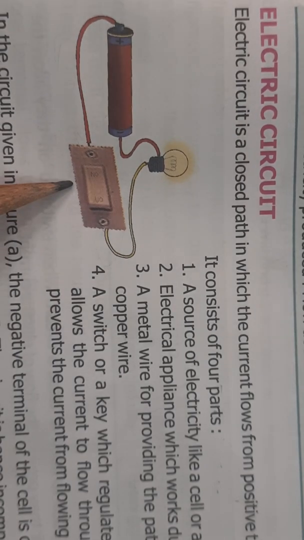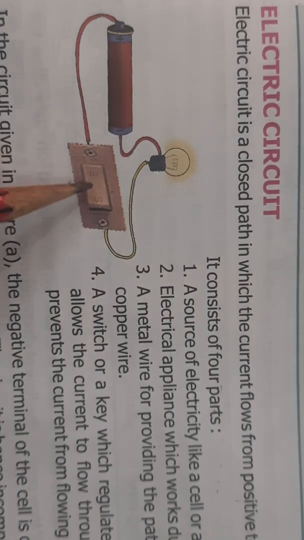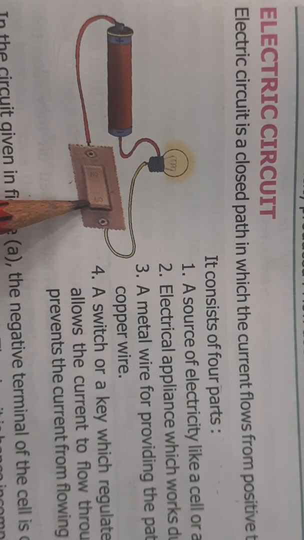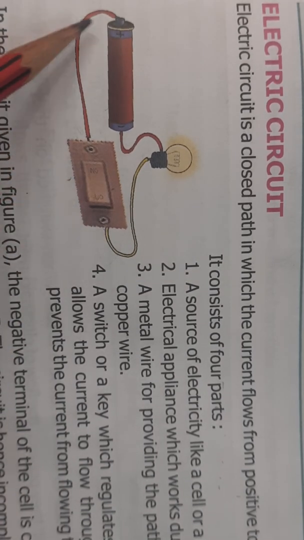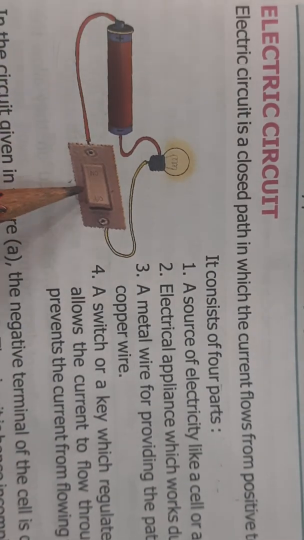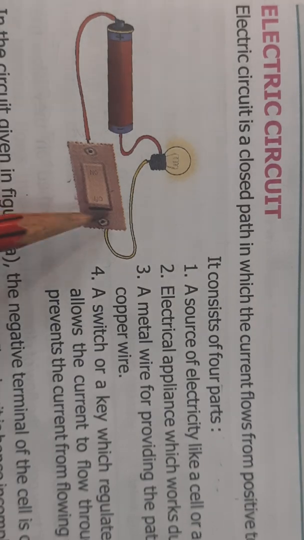And then a switch or a key which regulates the flow of current. That means on and off करने पे it will regulate. When you switch on the current, the circuit is fully closed and current will flow, and when you put off the switch, it is open.